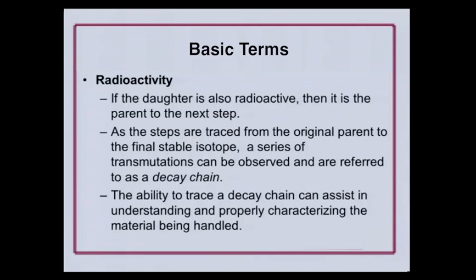But as we trace these steps, these transmutations, these attempts at reaching stability, we then have this thing we can refer to as a decay chain. It's the process by which the isotopes reach stability and the transmutations that occur along the way, as well as the energy or the particles that are emitted in that desire to reach stability.